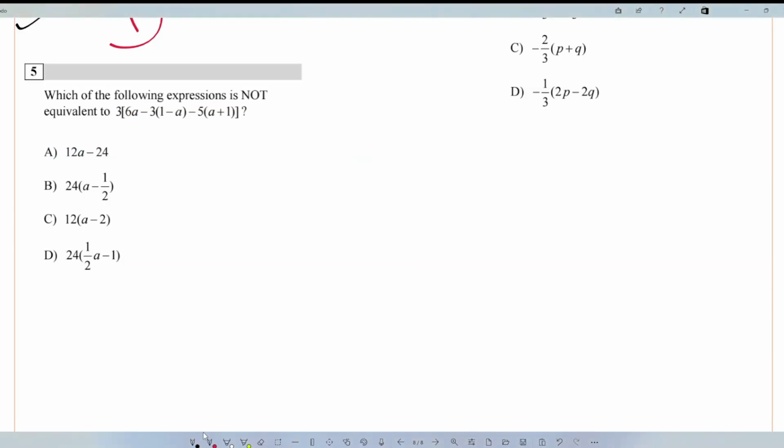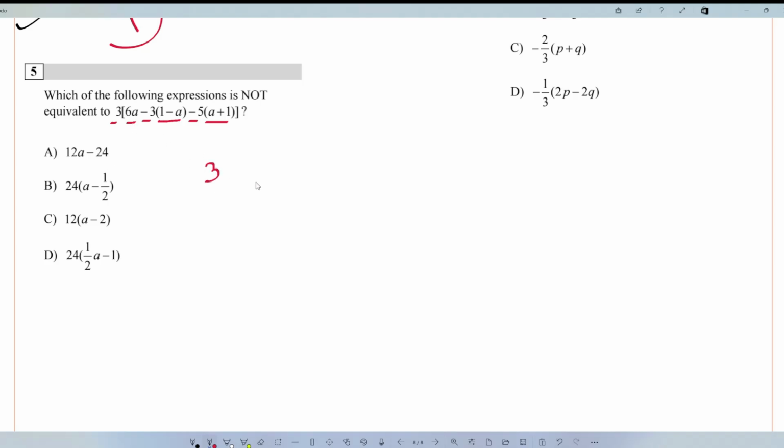Now number 5. Which of the following expressions is not equivalent to 3 times 6a minus 3 times 1 minus a minus 5 times a plus 1, and the bracket is closed. What does this question mean? It means once we simplify this expression, options a, b, c and d will mostly be similar, but except one. So first we have to complete this one.